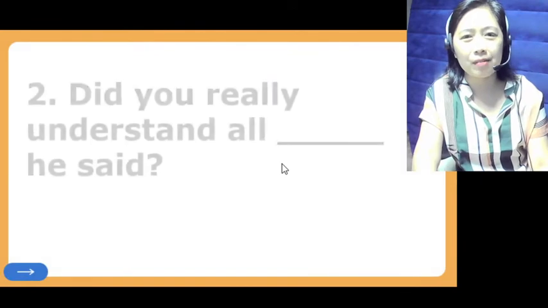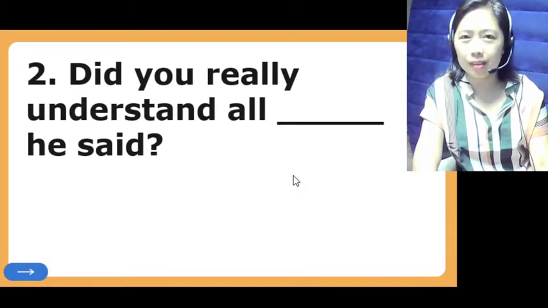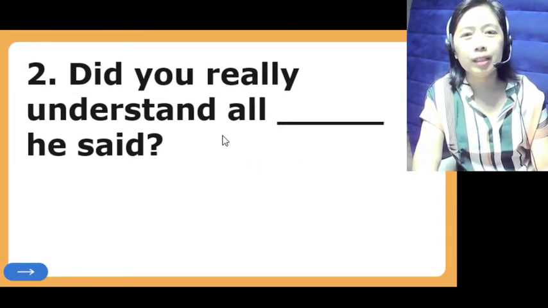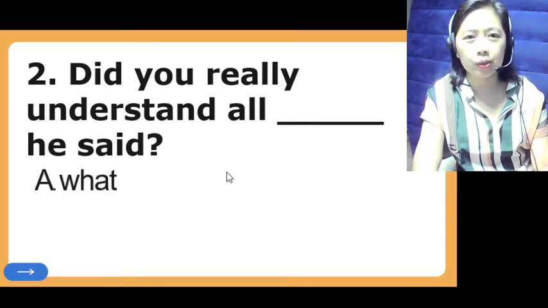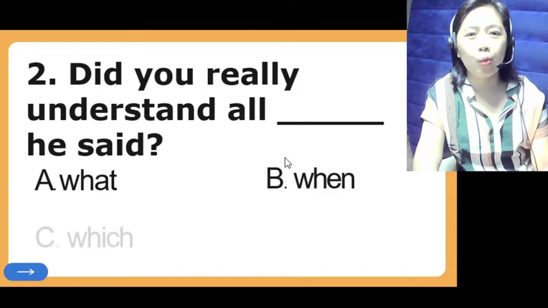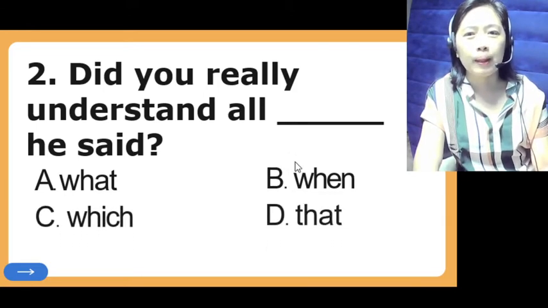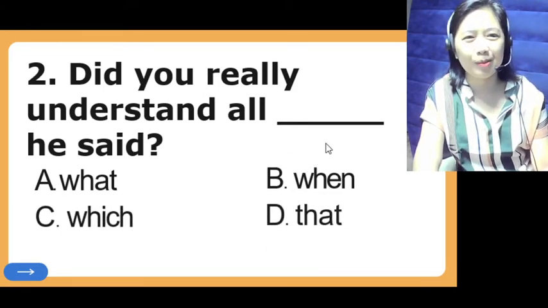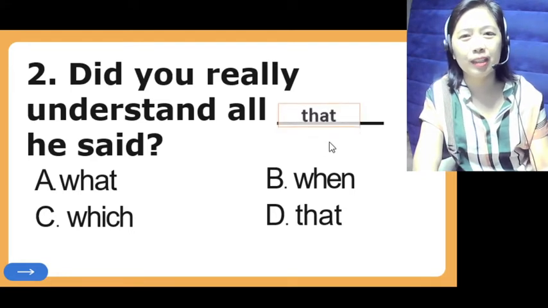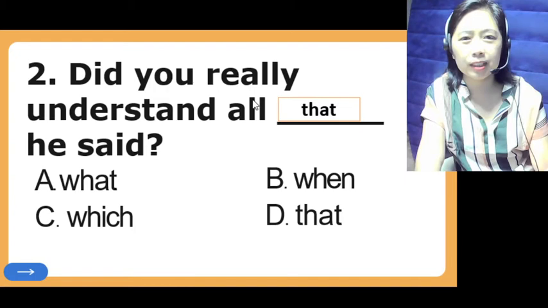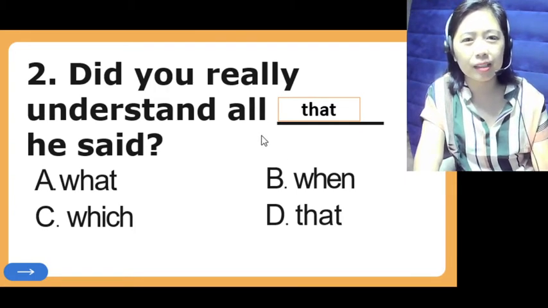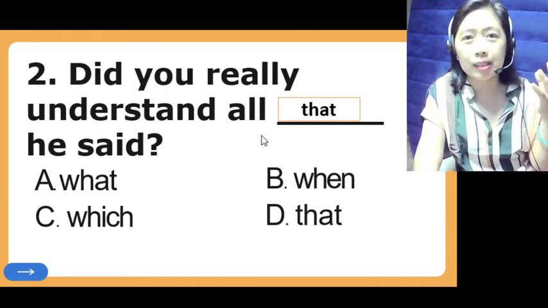Okay, now let's have our second sentence or question. Did you really understand all blank he said? We have our choices: what, when, which, that. What do you think is the answer? Okay, so we have here the correct answer: that. Did you really understand all that he said? So we're pertaining to something that he already mentioned. So all that he said.